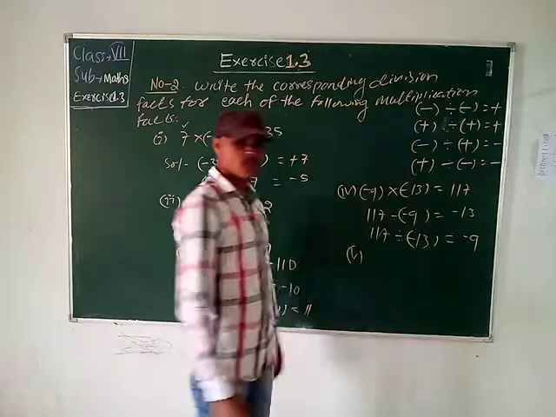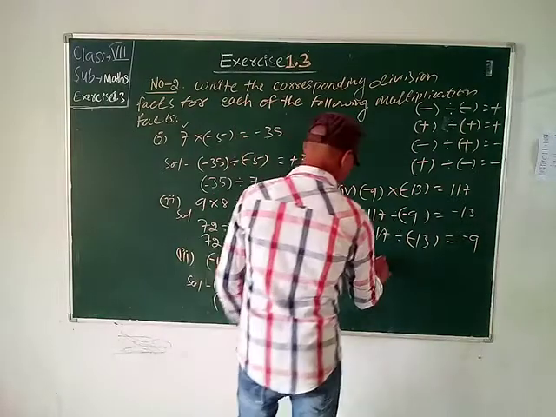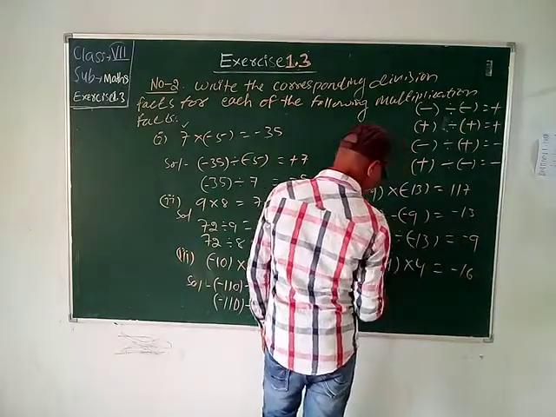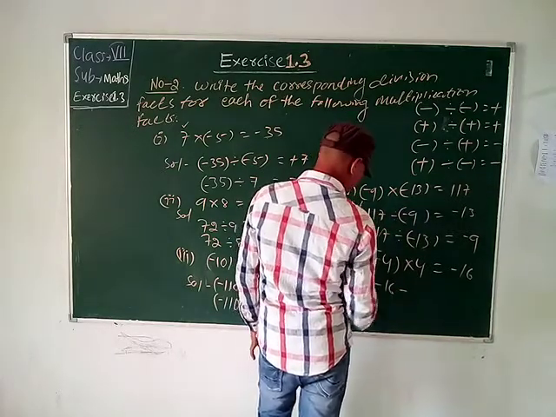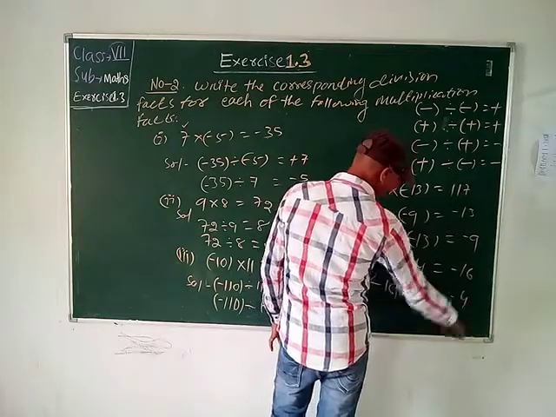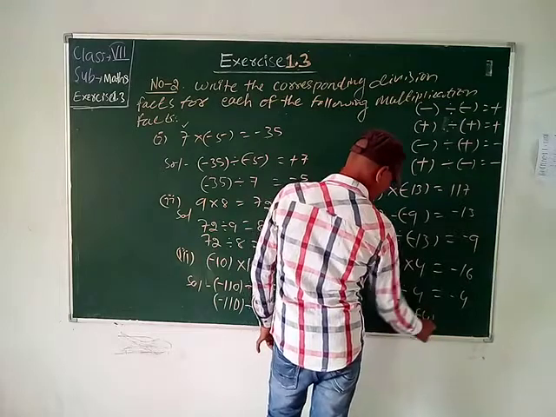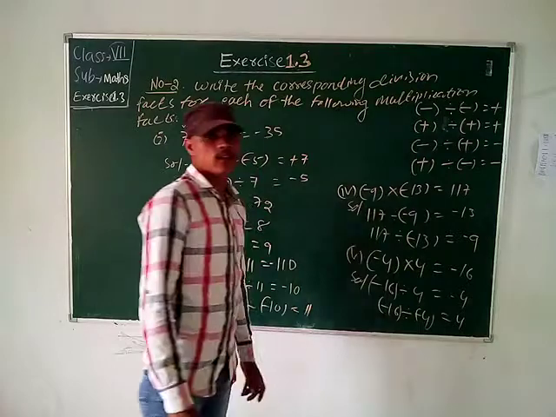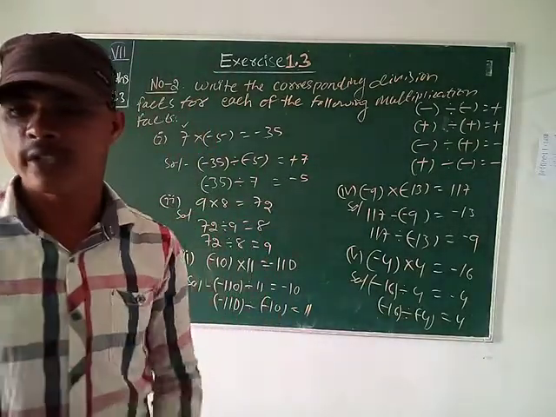Now the fifth bit. The fifth bit is minus 4 into 4. Minus 4 into 4 equal to minus 16. Minus 16 divided by 4 equal to minus 4. Minus 16 divided by minus 4 equal to 4. I hope all of you understood how we can change multiplication facts into division facts.